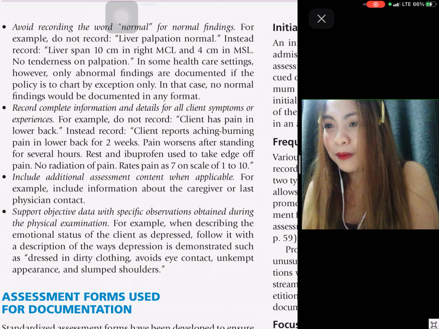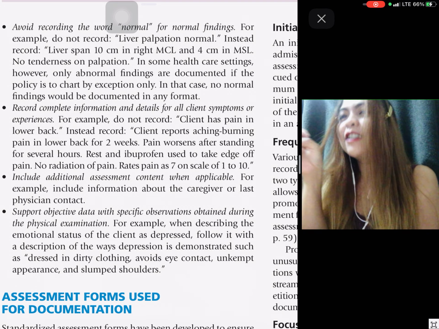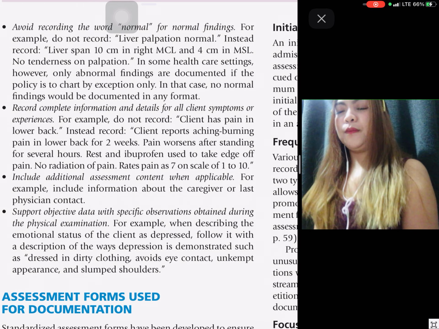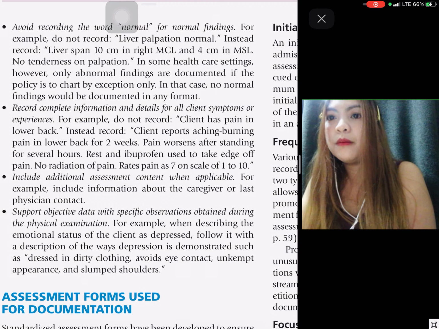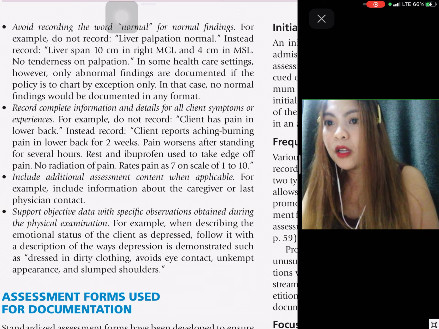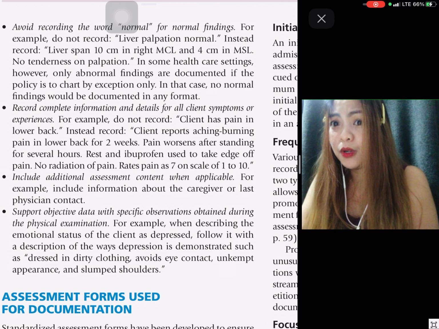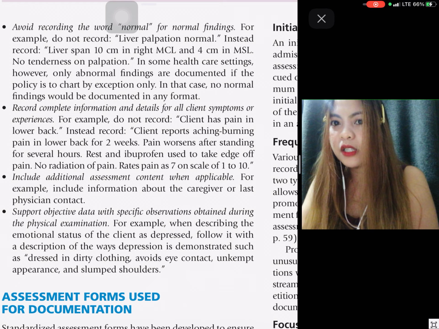Okay. Now, we could also record complete information and details for all client symptoms or experiences. For example, we do not record client has pain in lower back. Instead, record client reports aching, burning pain in lower back for 2 weeks. Pain worsens after standing for several hours. Rest and ibuprofen used to take the edge off pain. No radiation of pain. Rates pain as 7 on a scale of 1 to 10. So that's what you can record.